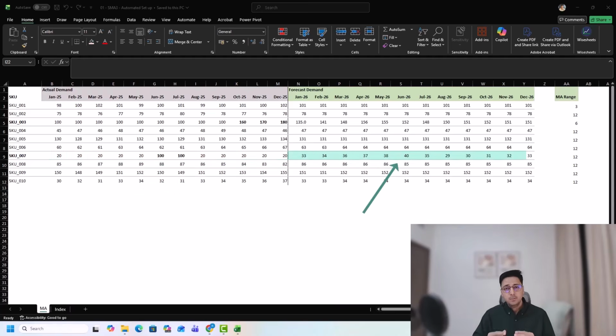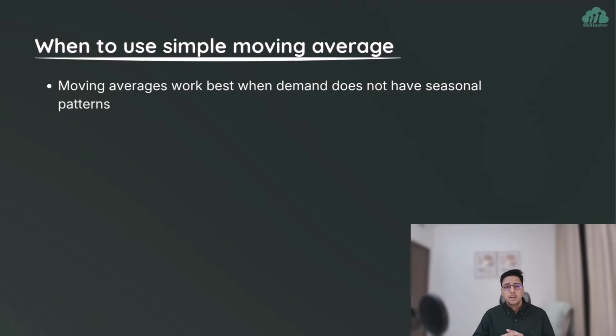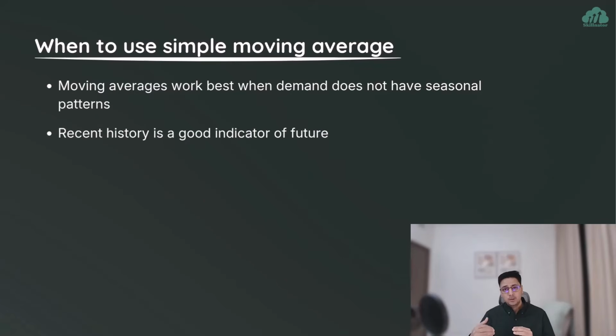If we apply a simple moving average here, those seasonal peaks get averaged out with the rest of the months. And as a result, the forecast becomes flattened. The seasonality disappears and the forecast no longer reflects the reality. So simple moving averages are not suitable when the demand has a strong or recurring seasonal patterns.